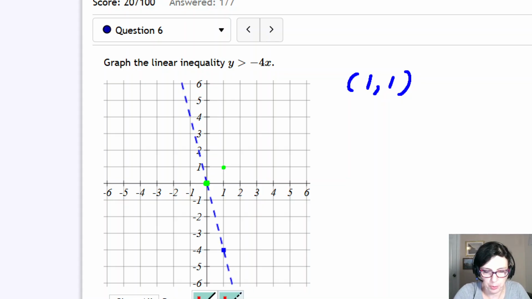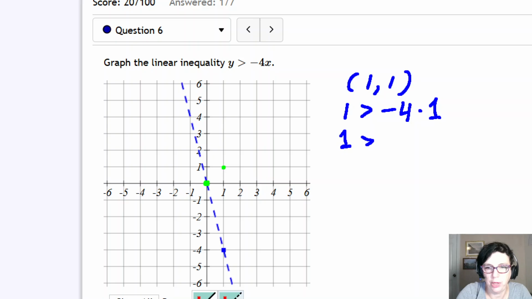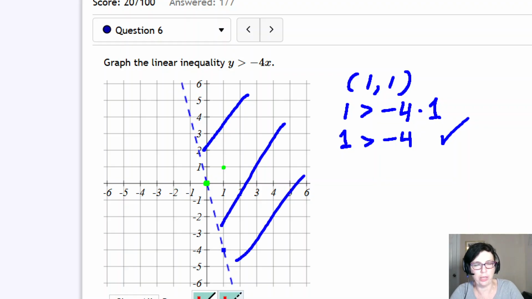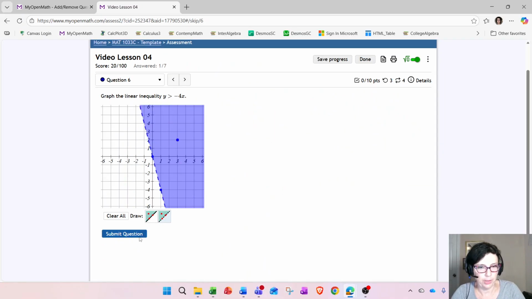So for y, we are plugging in 1. And for x, we're also plugging in 1. So we're going to get negative 4 multiplied by 1, which is negative 4. So if 1 is greater than negative 4, well, yes, any positive number is more than any negative number. So yes, this is true. So that means that the region that we shade should contain that point (1, 1) because that's where the inequality was true. So we're going to shade to the right of that line. Well, let's check this out.